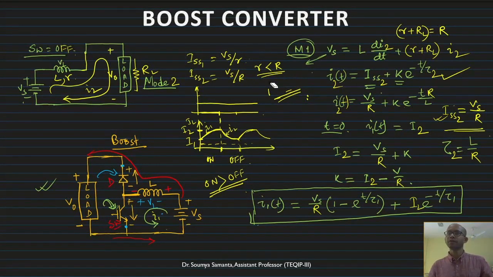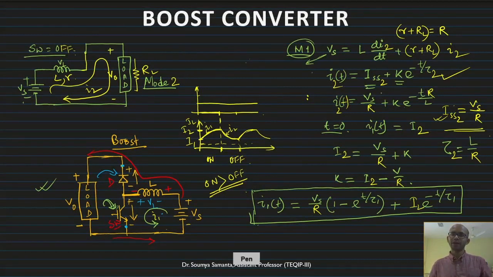Fine. So these are some concluding statements here. I1 we have got, I2 we have got. This is during transient conditions. So from here, what we are getting is the current waveform, that is, the waveform of the current through the inductor. That one we are getting.